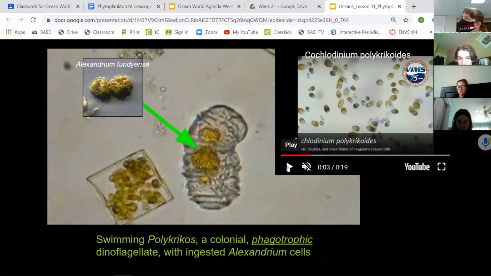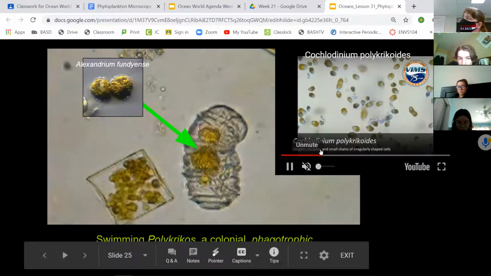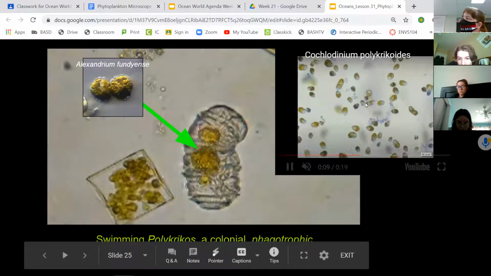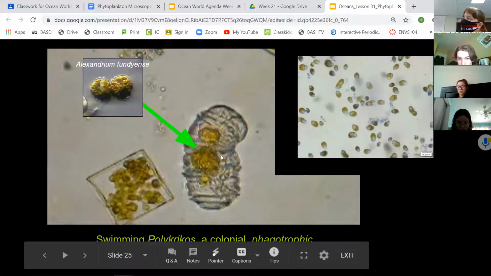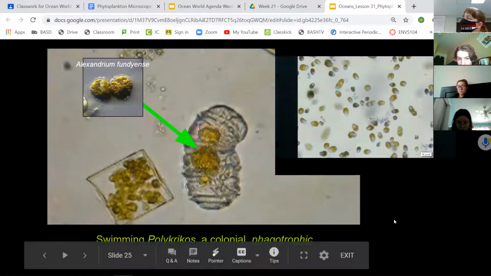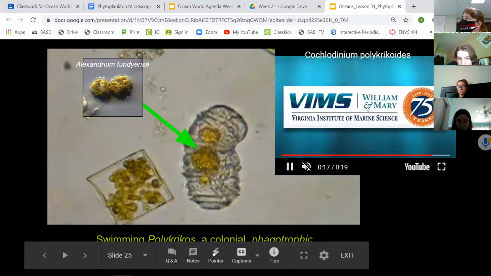All right, so this just shows what some of these little guys look like moving around in the water. And this particular example shows all of this particular type that has these cyanobacteria in them. But you can see how they look like they're swimming.